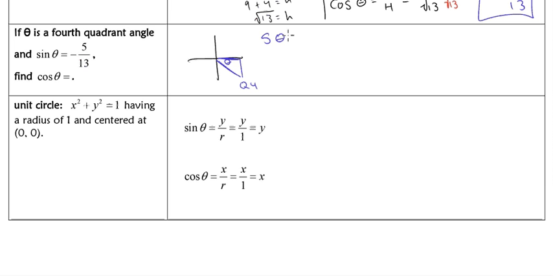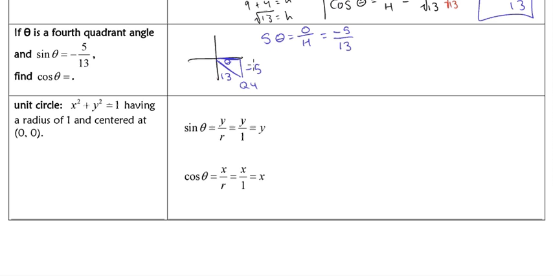sine of theta is equal to the opposite side over the hypotenuse, or over the radius. And so what is the opposite side? It says sine of theta is -5, so opposite is -5, and the hypotenuse is 13, so -5 over 13.